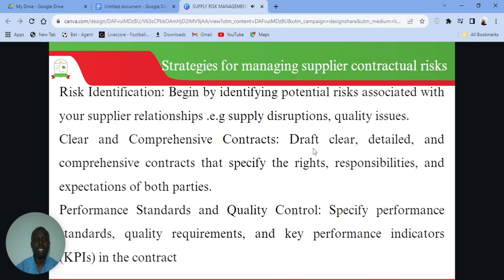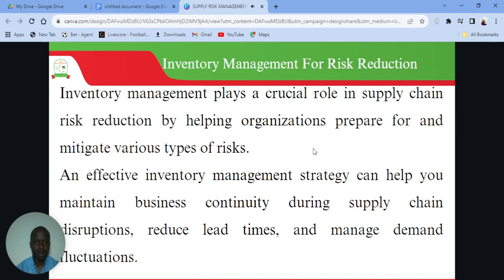So when we are engaging any supplier, it is very important to have detailed contracts that enable each player in the supply chain to execute their mandate without shifting the blame to any other person. So these contracts will specify rights, responsibilities, and expectations of both parties. And then we have performance standards and quality control. We need to have specific performance standards, quality requirements, and also key performance indicators within the contract.